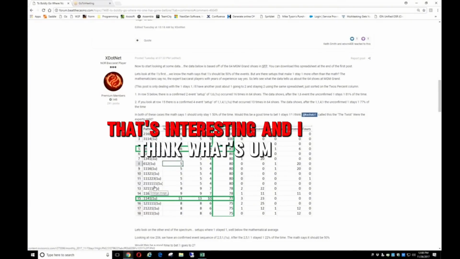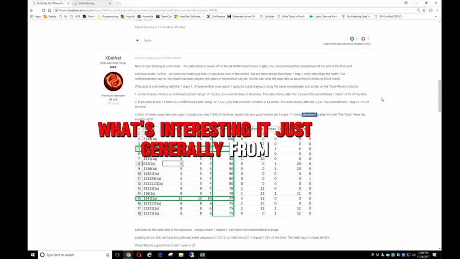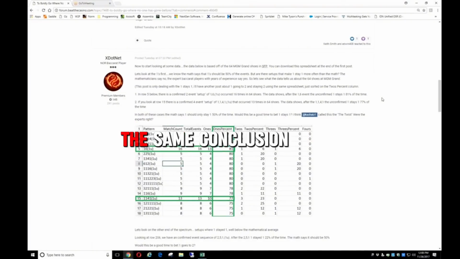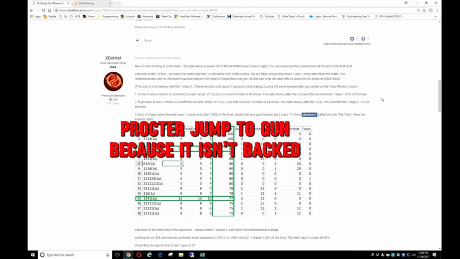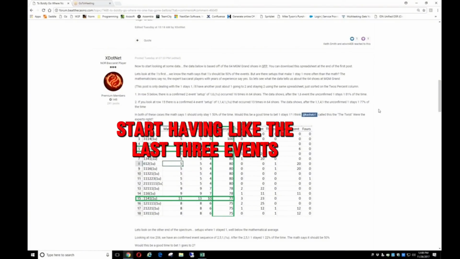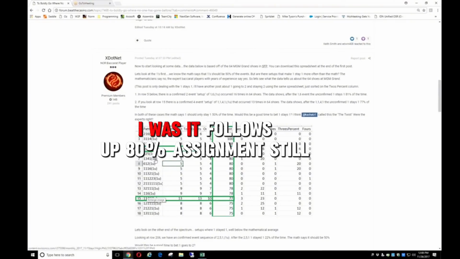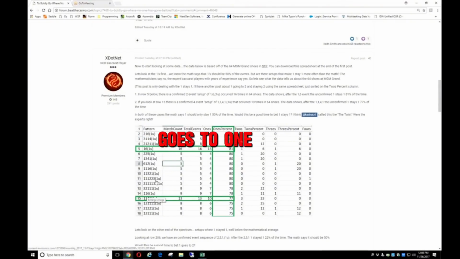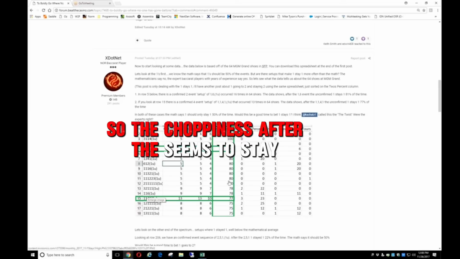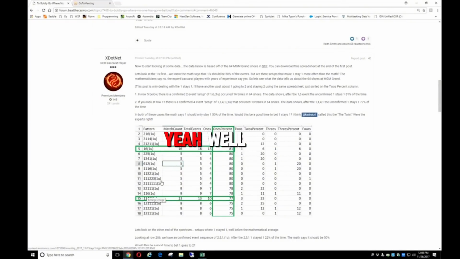That's interesting, and I think what's interesting, just generally from looking at it, and I don't know if you can draw the same conclusion, or perhaps we're jumping the gun because it isn't backed up by data, but you can see the 2s, like when you have the last 3 events, like 2, 2, 3, it follows up 80% of the time still goes to 1. So the choppiness seems to stay that way, I guess, is the only thing you can conclude there. Yeah. Well, there's a lot of data we need to dig into.